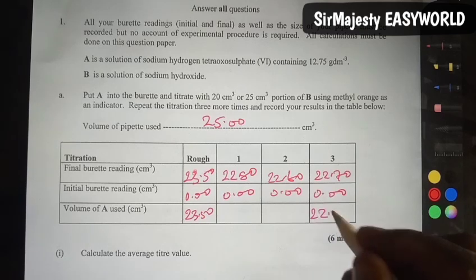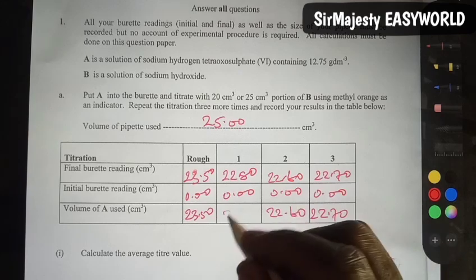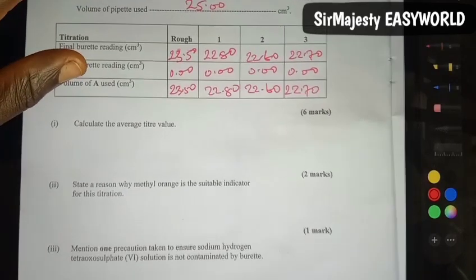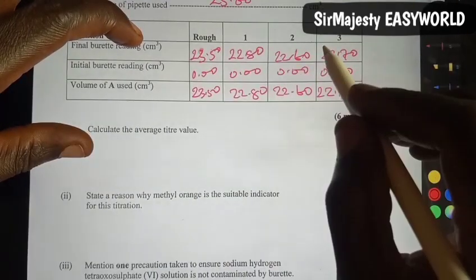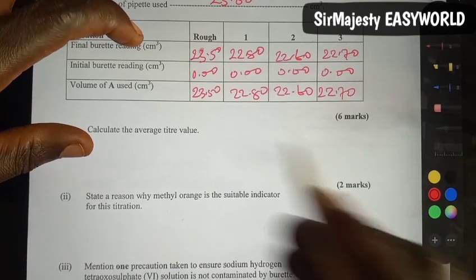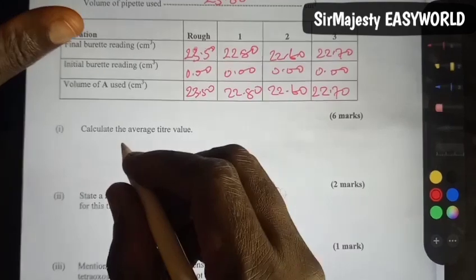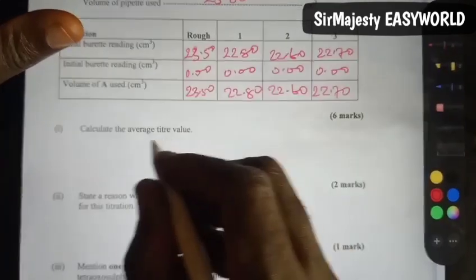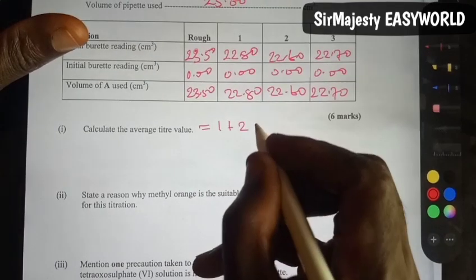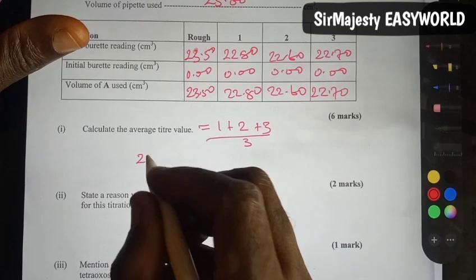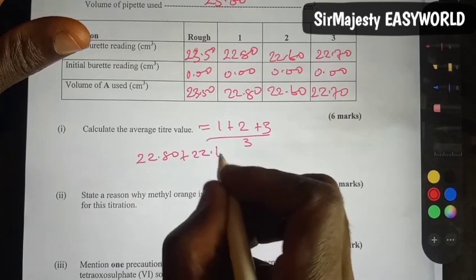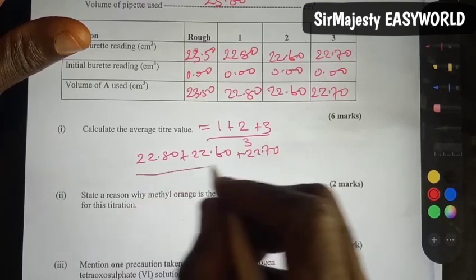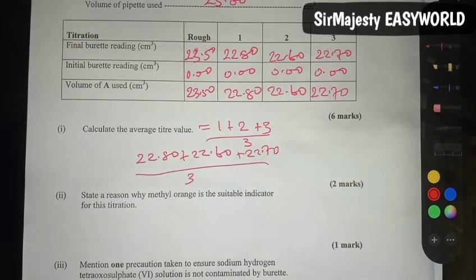So automatically, if you fill your burette to zero always, you will get that this is this. Then when you come up here, you have to calculate the average titer value. Tell the examiner if you are using first, second, third. If you are using first and third, you tell them, remember that you have to use concordant values that do not vary by more than 0.2. So what you do here is you tell the examiner is equal to first plus second plus third divided by 3, which gives 22.80 plus 22.60 plus 22.70 divided by 3, and at the end you arrive at 22.70, because that's what you use in mind to manipulate.